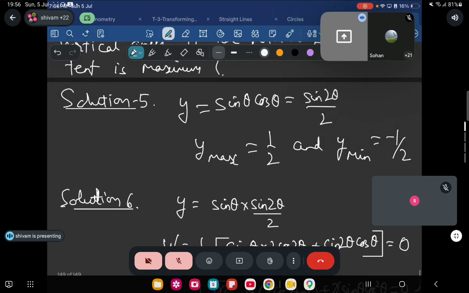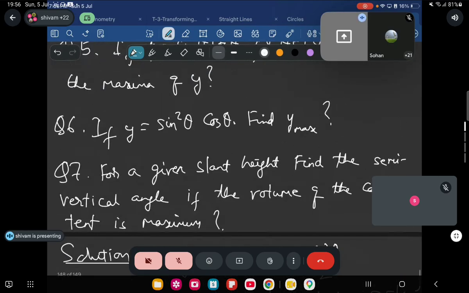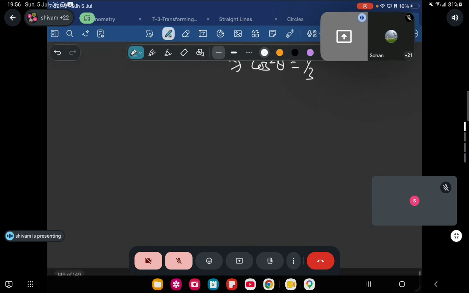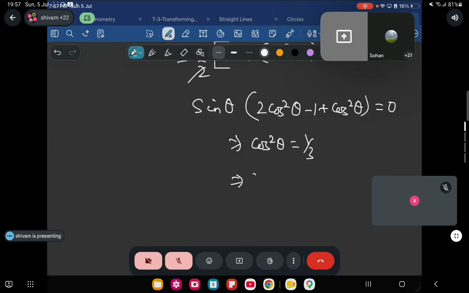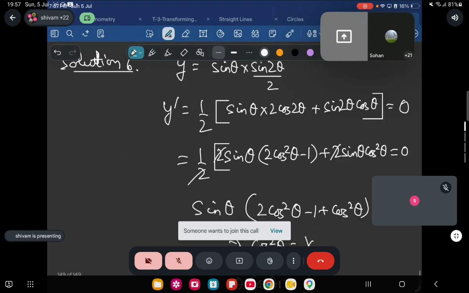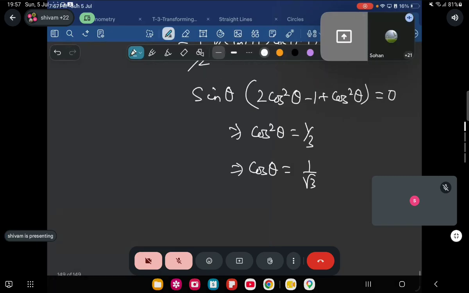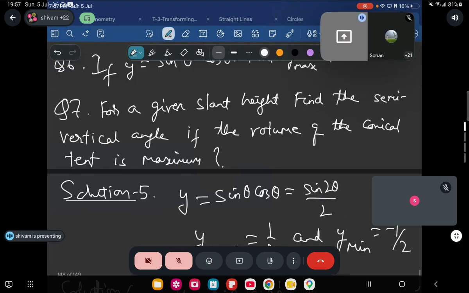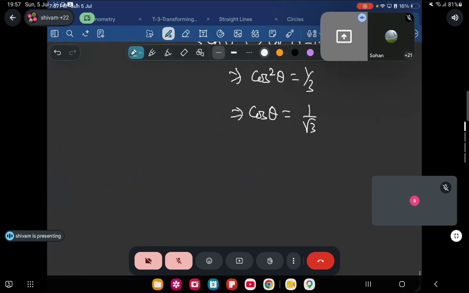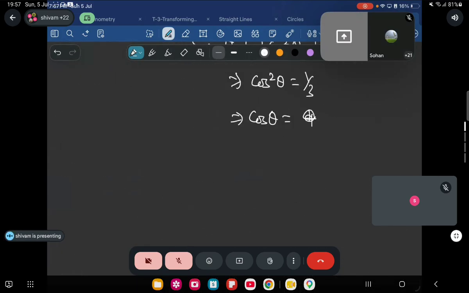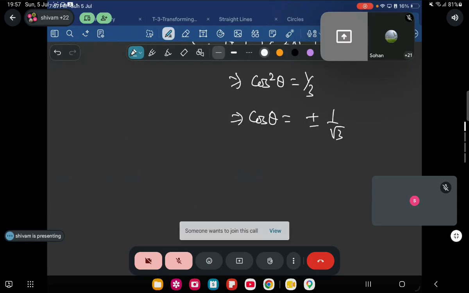After getting cos square theta is equal to 1 by 3, I need to find out the maximum value. So what is cos theta? 1 by root 3. Okay, but it should be plus minus 1 by root 3. Yes, sir, the interval is given. No, sir, no interval is given. Plus minus 1 by root 3. Cos theta is equal to plus minus 1 by root 3.